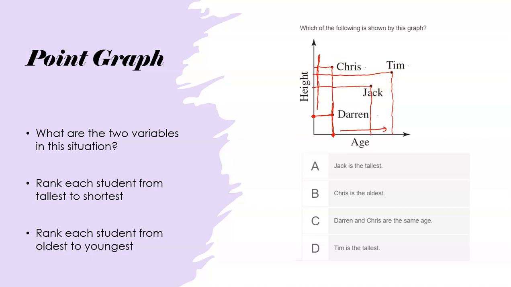C, Darren and Chris are the same age. Yes, that appears to be the case. As we said earlier, their 2 points are directly underneath each other. So they look like they are exactly the same age on the horizontal axis. D, Tim is the tallest. Tim is close to being the tallest. We saw earlier that his height was not as large as Chris's height. So Chris is the tallest, not Tim. So our correct option here is C. Darren and Chris are the same age.